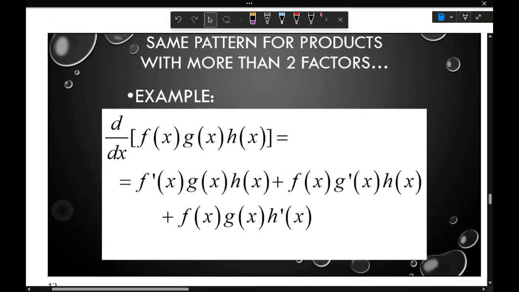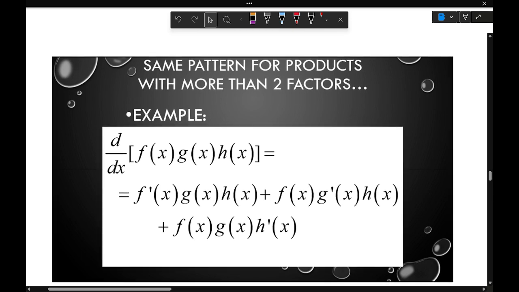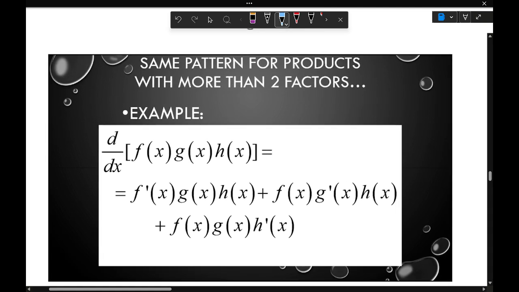So that being said, if you have, say, 3 or 4 functions multiplied together, what do you do then? The product rule is still just the same pattern. You can look here, it's just the derivative of one times the other functions, however many of them there are, and then you just do that through, first for f, then for g, then for h, and then however many times you need to.